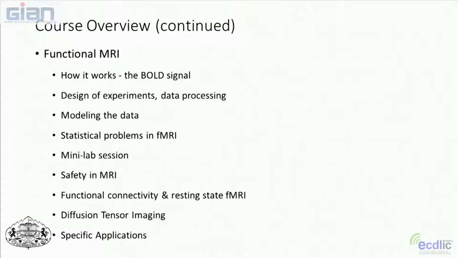And then we're going to get into some newer techniques. One is functional connectivity and resting state fMRI, and another is diffusion tensor imaging. Both of those techniques use MRI in different ways to ask different questions about the nervous system. And finally, we're going to get into specific applications.